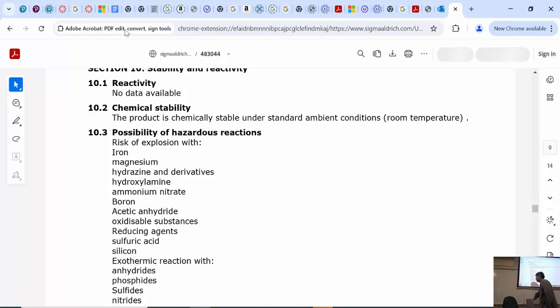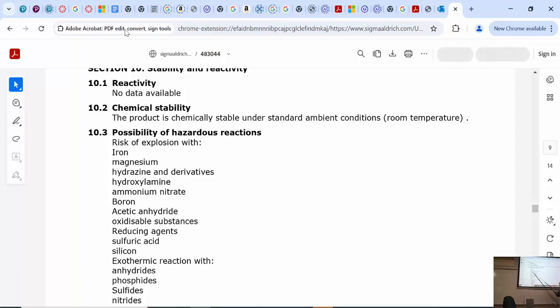So we go here, 10.3, possibility of hazardous reactions. Risk of explosion with iron. Iron's a pretty decent reducing agent, so watch out. Magnesium's even better reducing agent.